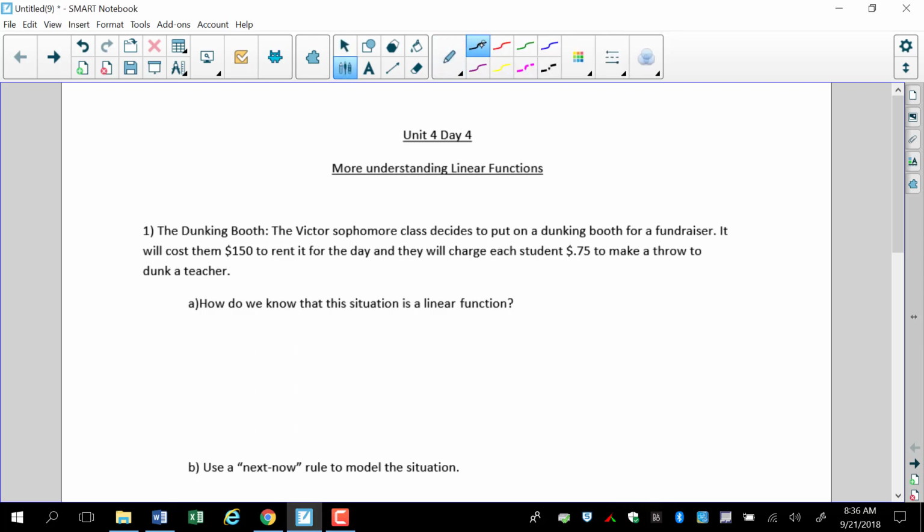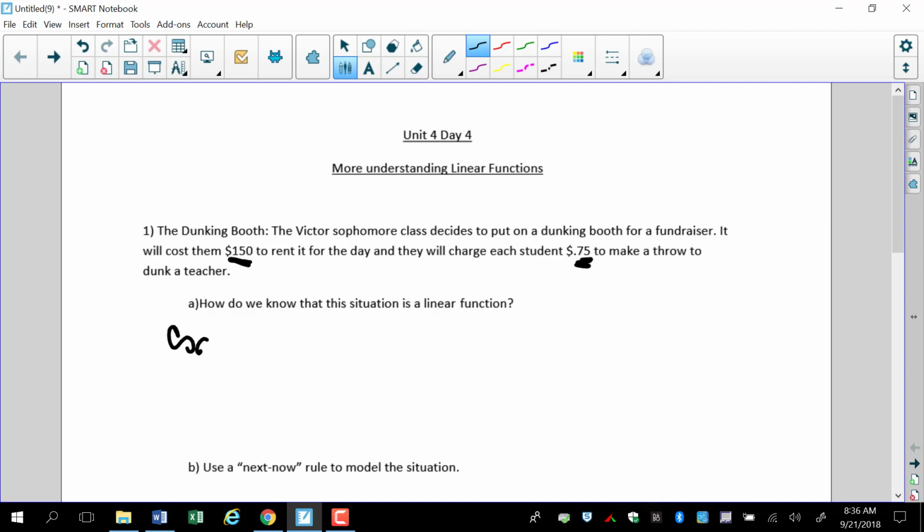The cost is going to be $150 to rent it for the day. They're going to charge each student 75 cents. So hopefully in your head, you're thinking, this is where we're starting. This is changing. This is our B. This is our M. If you're thinking that way, you're on the right track. How do we know it's linear?